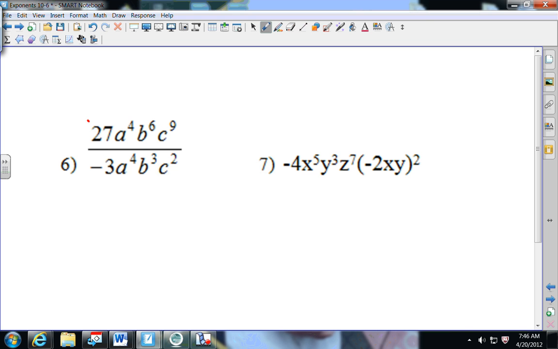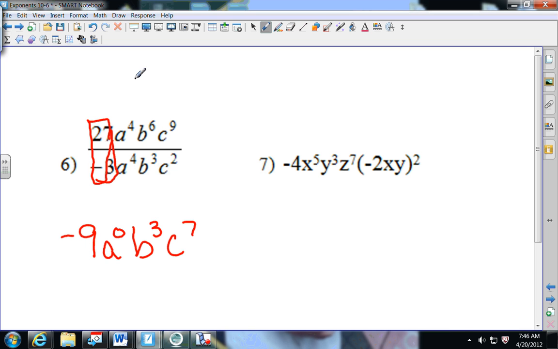In this case, you would take these two numbers together, and you have 27 divided by negative 3. You get negative 9. Take the top minus the bottom. 4 minus 4 is 0. Top minus the bottom, 6 minus 3 is 3. The c's are in the top and the bottom. 9 minus 2 is 7.